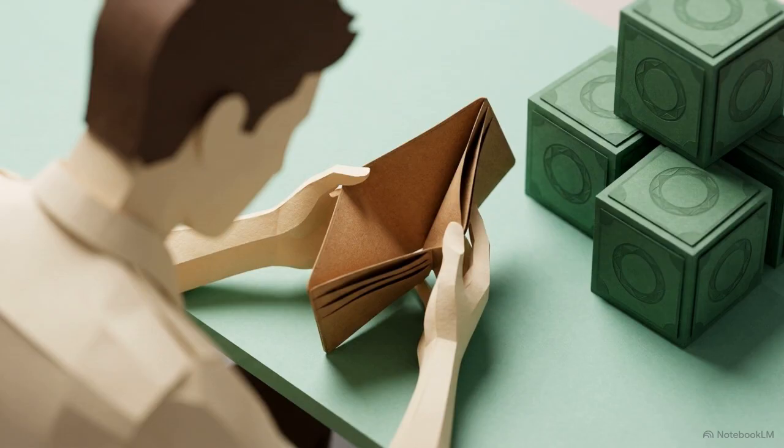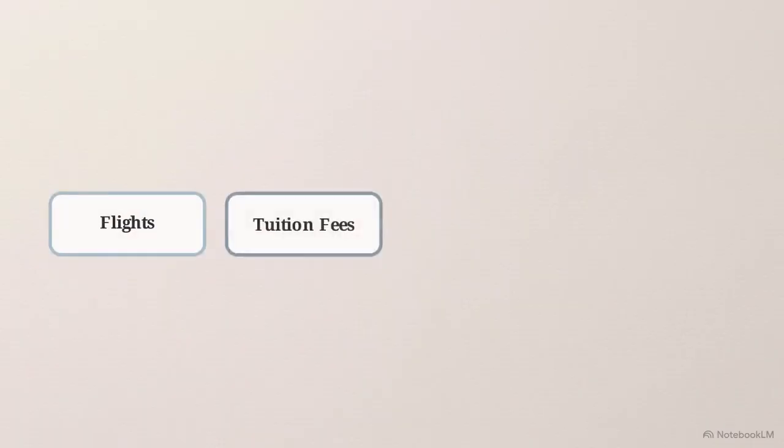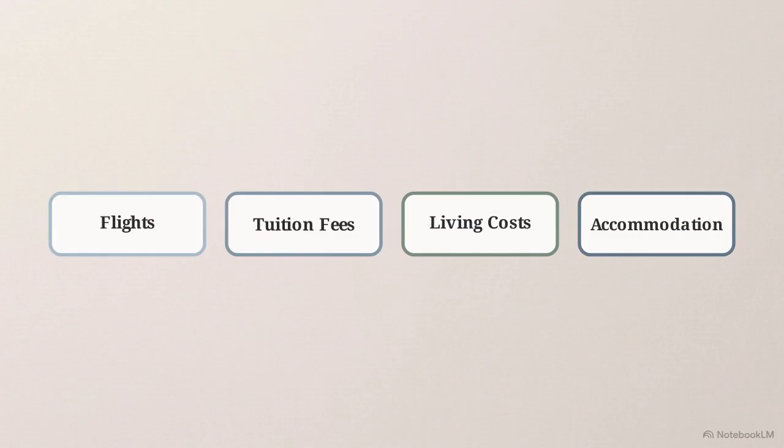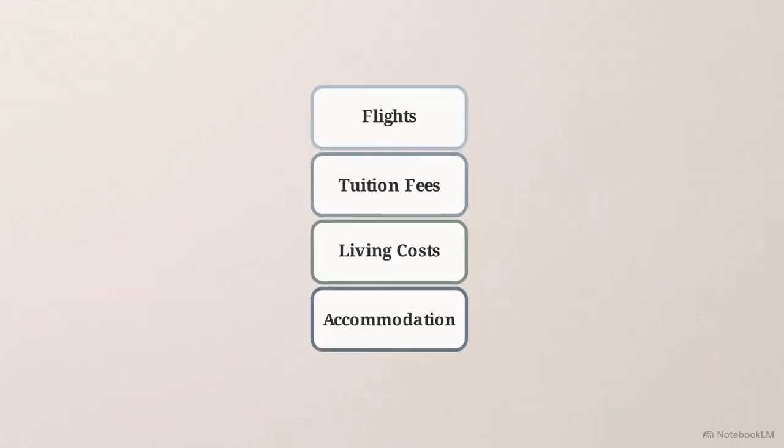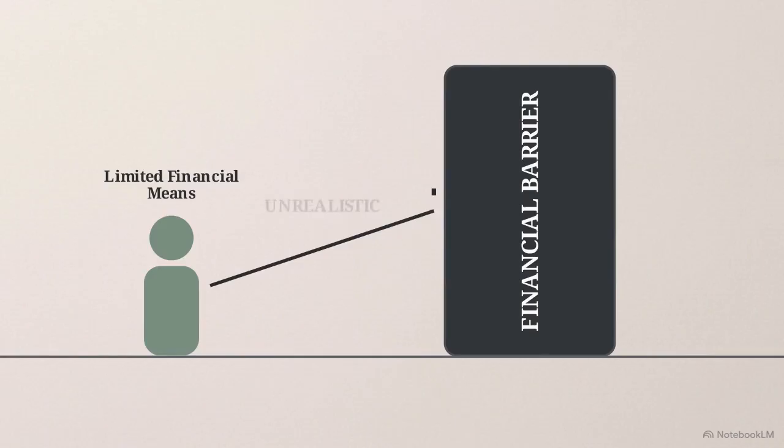The author opens the concession by identifying the most immediate hurdle, the financial burden on the learner. This animated diagram categorizes the specific financial metrics involved: flights, tuition fees, living costs, and accommodation. Individually, these represent standard expenses, but piled together, they rapidly accumulate into a single, overwhelming barrier, making the immersion option unrealistic for a specific demographic.